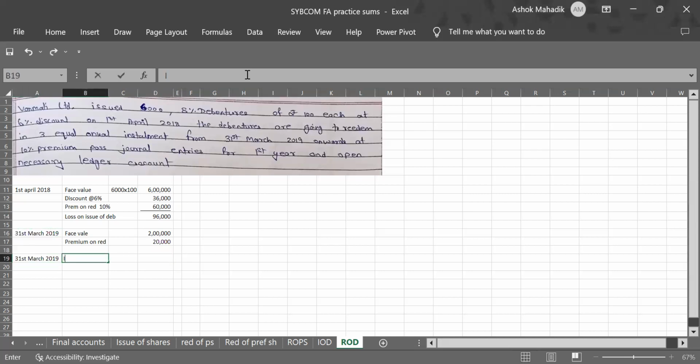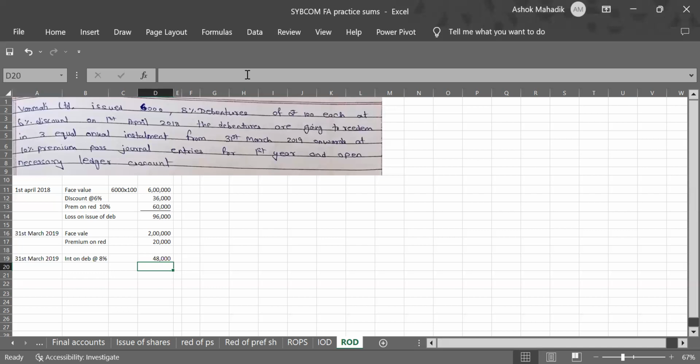Okay, interest on debentures at the rate of 8%, right? So just calculate. Again, it has to be calculated on face value. So on 6 lakhs. See, the total amount of debenture is 6 lakhs. On that, we will be paying interest, into 0.08. So we'll be paying interest of 48,000 at the end of first year.